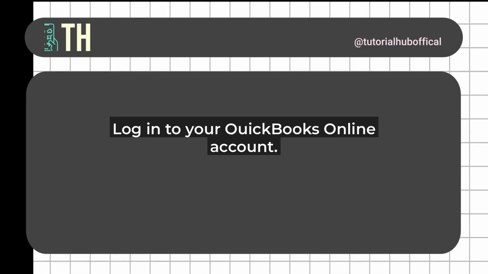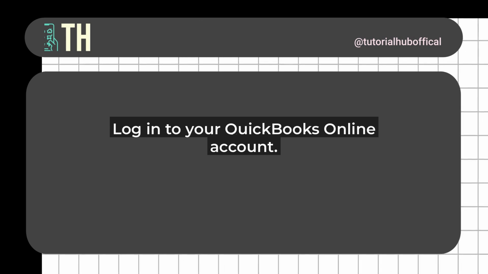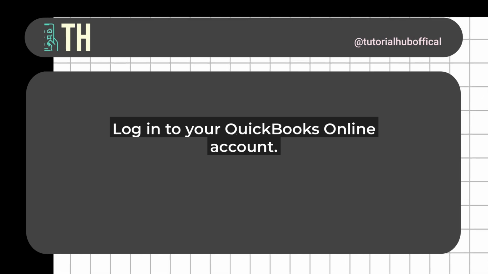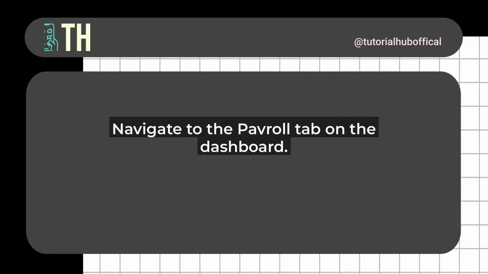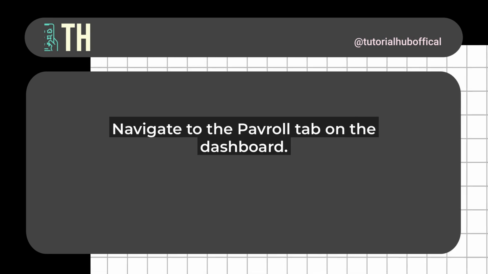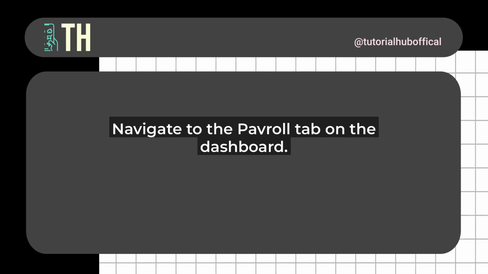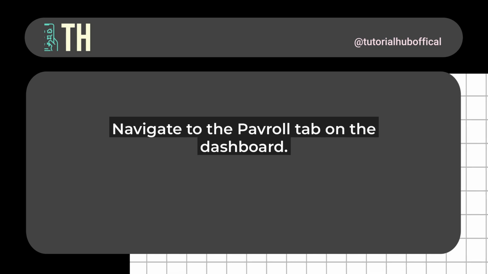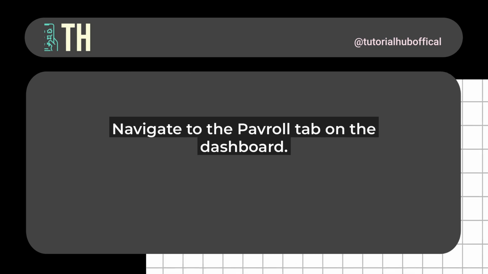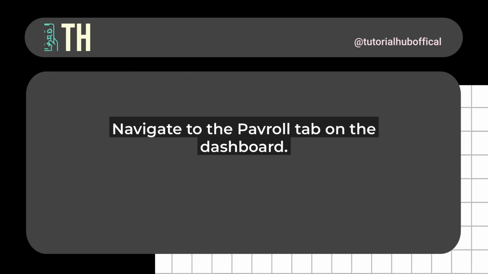Let's dive right in. First things first, make sure you're logged into your QuickBooks Online account. If you're new, just head to the QuickBooks website, enter your credentials, and you're good to go. Once you're in, navigate to the main dashboard. Look for the Payroll tab on the left-hand side menu. It's usually under the Employees or Business sections, depending on your account setup.